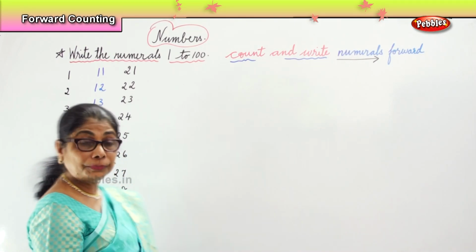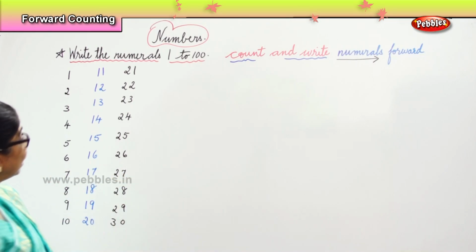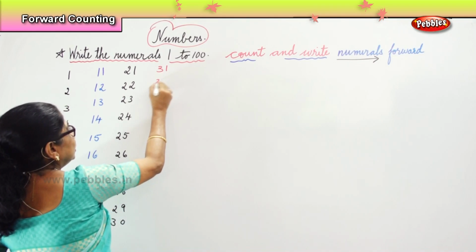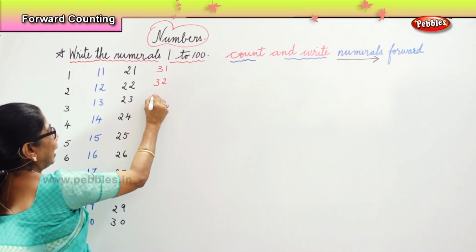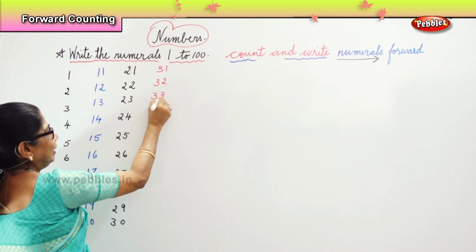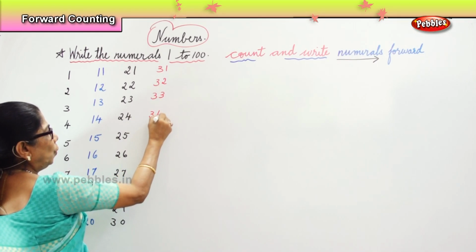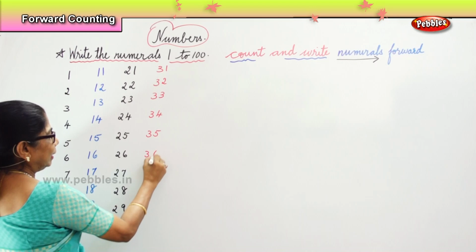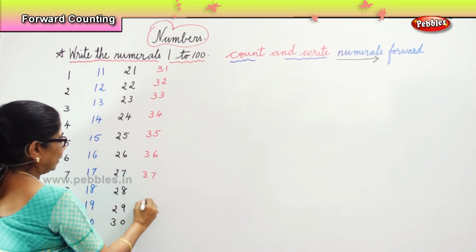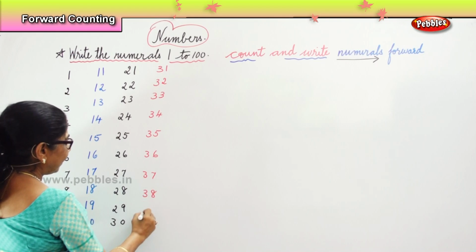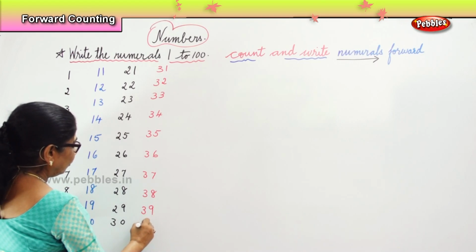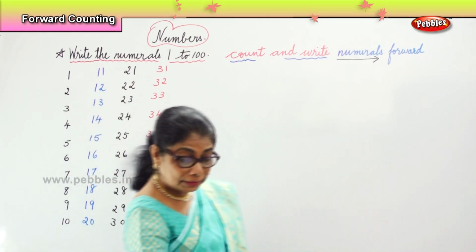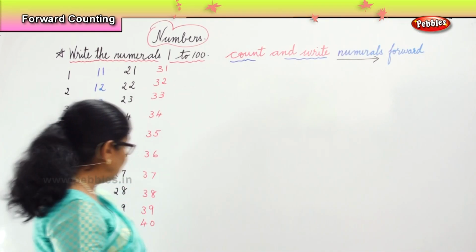Now we continue. Okay, from 30 we go on. 31. Good. 32. Count on and write. 33. 34. Good. 35. 36. 37, 38, 39, 40. We counted and we wrote forward numbers 1 to 40.